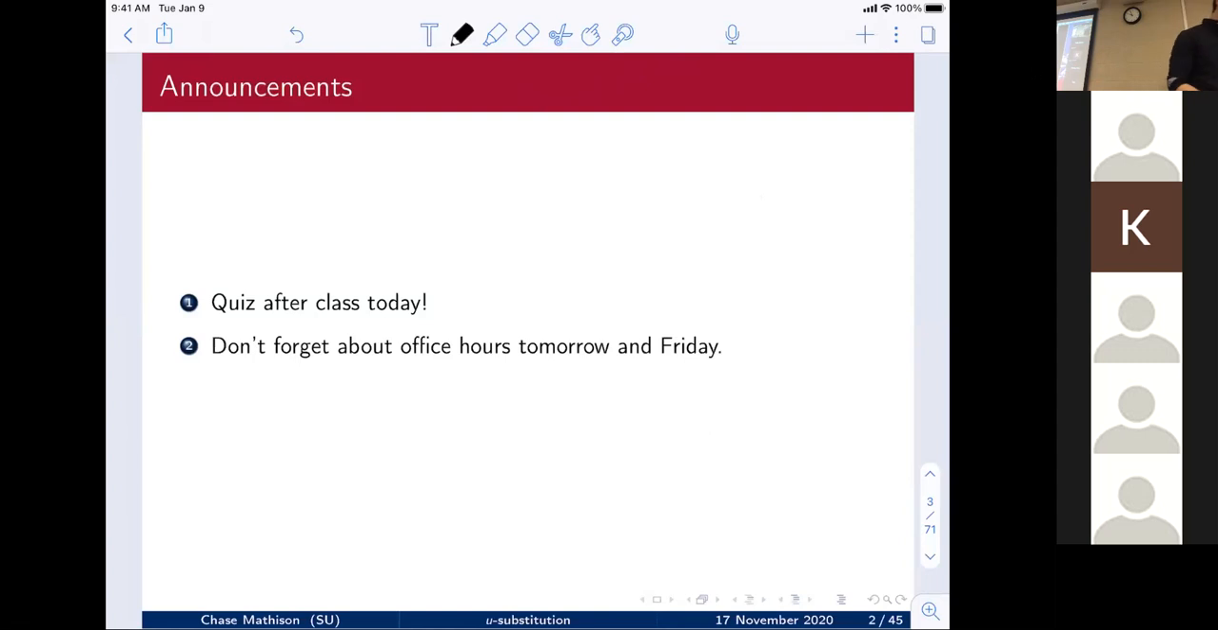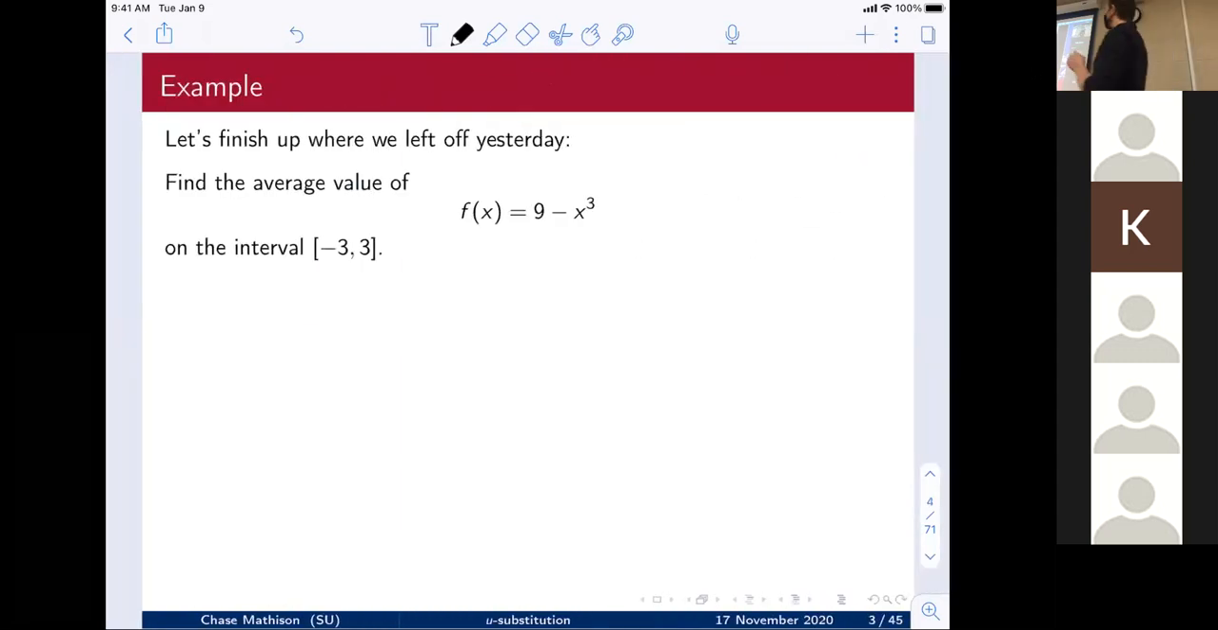All right. Well, let's pick up and do a little bit more of what we were talking about yesterday. So first, let's find the average value of a function on the interval -3 to 3. We're finding the average value of f of x is 9 minus x cubed on this interval. So a good warm-up from what we did yesterday. So how do I find the average value of this function? And by the way, I'm going to call it f av, which is pretty standard.